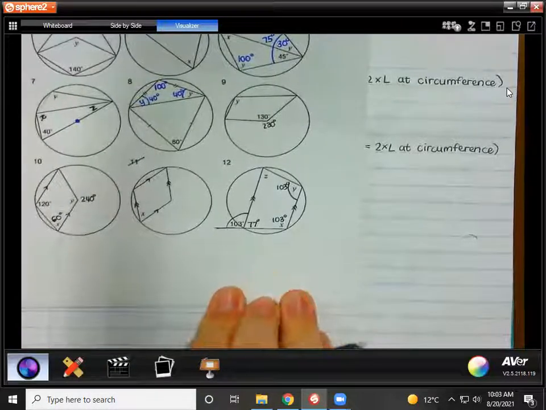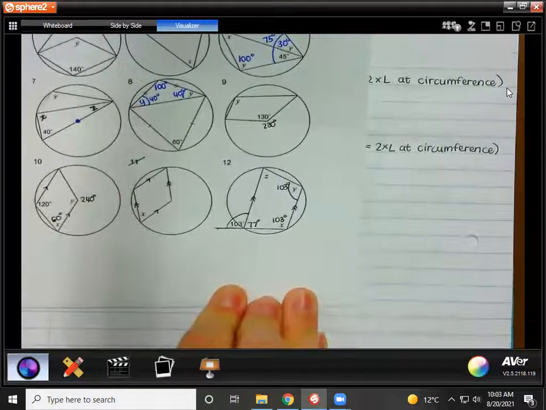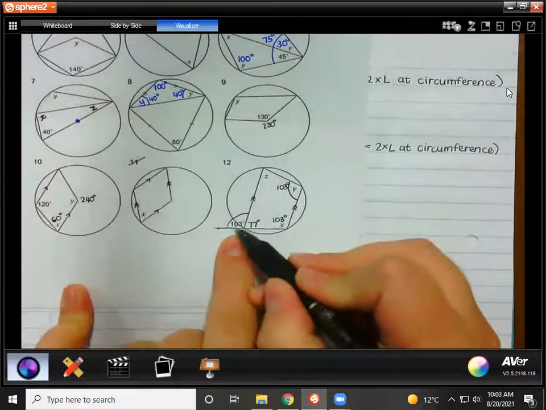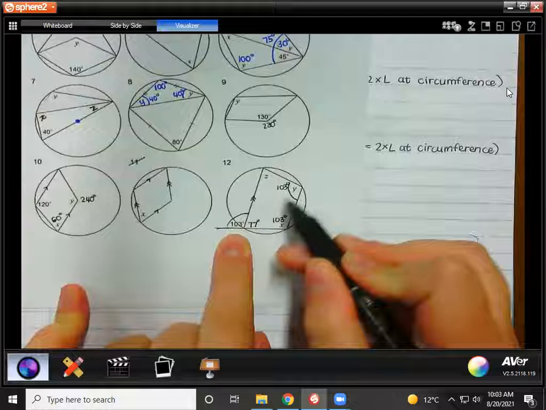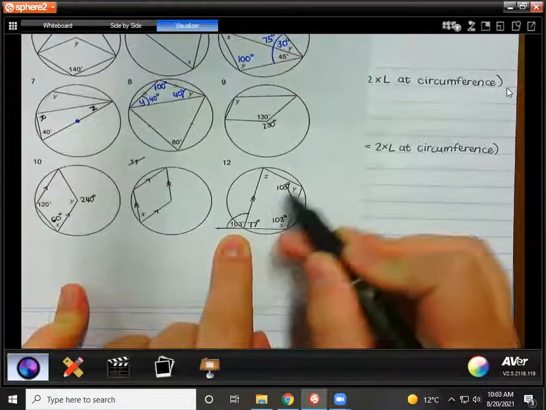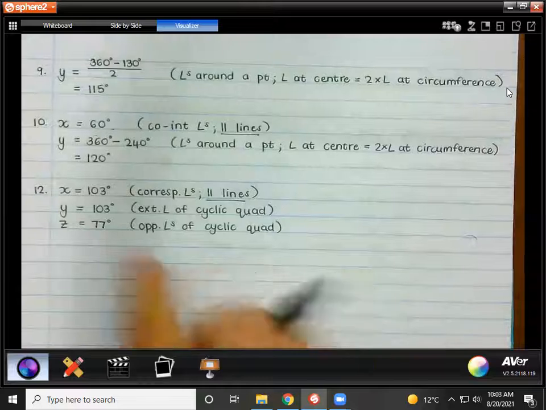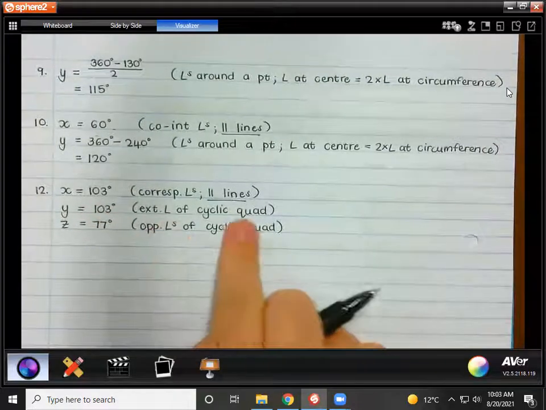So instead of doing that in 2 steps, which is fine if you want to do it like that, if you forget about the exterior angle, you can just do it in 1 step. You can just say the exterior angle is equal to the opposite interior angle, so the angle that's opposite the one next to it on the inside. Okay, so Y is 103, exterior angle of cyclic quad.